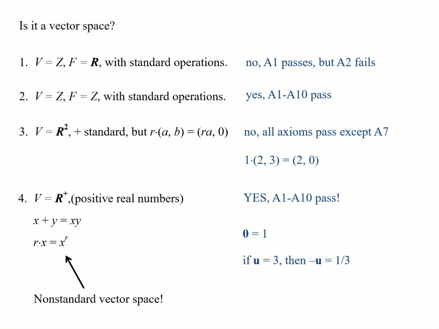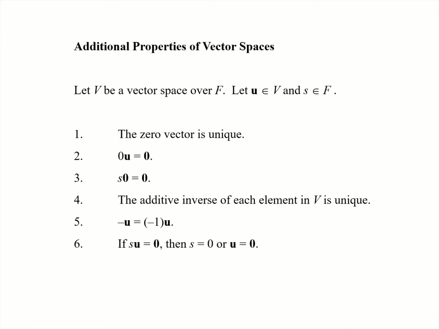So let's finish up section 4.1 and 4.2 by showing you some additional properties of vector spaces. So you have a vector space. This is assuming you have a vector space now, and not one of those funky things that we showed you in the video. If you have a real vector space, the 0 vector is unique. Then 0 times u is the 0 vector, and s times 0 is the 0 vector. The additive inverse for each element in V is unique. Negative u equals negative 1 times u. And if s times u equals the 0 vector, s equals 0, or u equals the 0 vector.